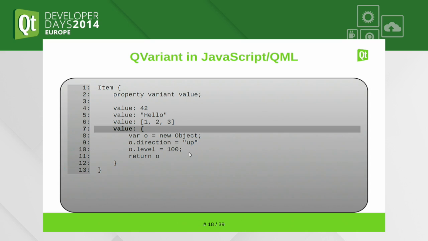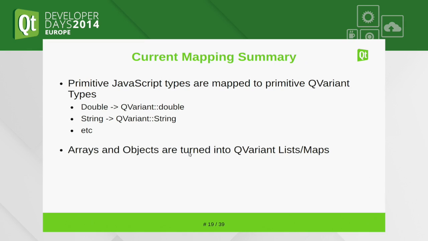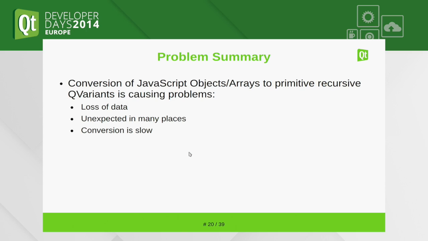This is how it was up until Qt 5.4. Unfortunately, we've had to change this. This is a brief summary again of what I just said. Primitive types in JavaScript are mapped to the primitive QVariant version, so double, string, etc., but JavaScript arrays and objects are turned into variant lists and maps. And this creates, surprisingly enough, problems. Quite a few of them.